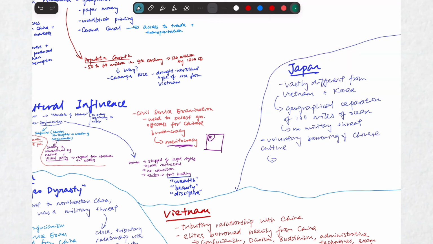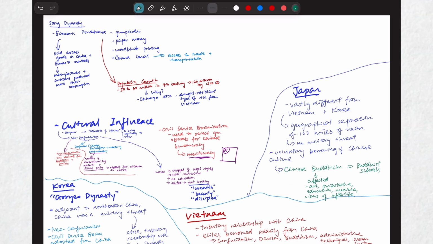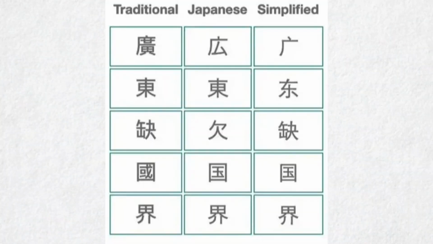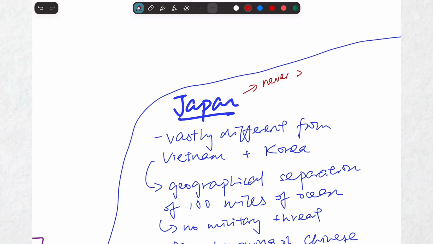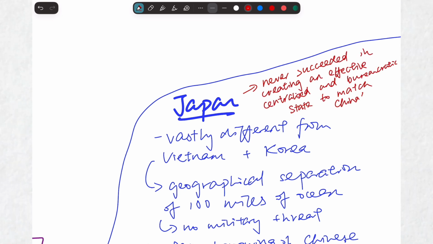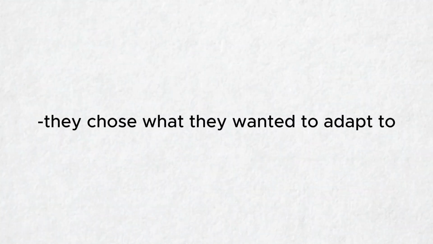Chinese Buddhism took root in Japan, where Buddhist schools were established. Buddhism also deeply affected Japanese art, architecture, education, medicine, and even views of the afterlife. The more obvious influence would be the spread of the Chinese writing system. Take a look at this picture and you'll notice the similarities. But despite all the similarities and cultural influences, Japan never succeeded in creating an effective, centralized, and bureaucratic state to match that of China. Instead, they chose what they wanted to adapt to.